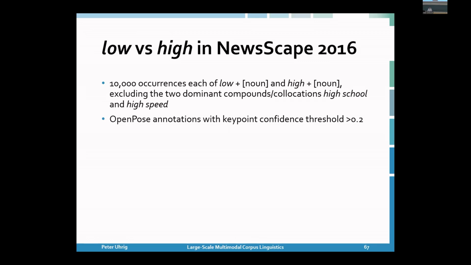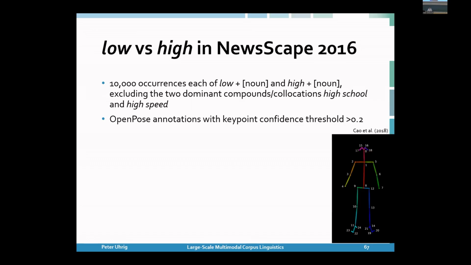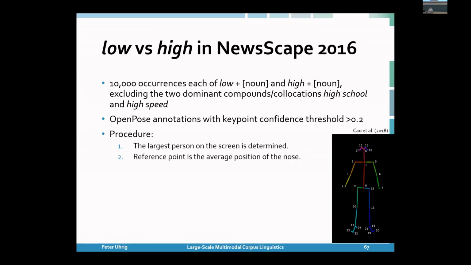So we used OpenPose annotations with key point confidence threshold larger than 20%. And what does that mean? Well, we have this skeleton here from OpenPose, and we then basically defined a set of criteria. So the procedure was the largest person on the screen is determined. Now, this was on data where we didn't have active speaker detection yet. So we basically helped ourselves by saying, hey, usually the largest person on screen is the speaker. That is, of course, not always true, by no means, but it's a good starting point. And often there's only one.